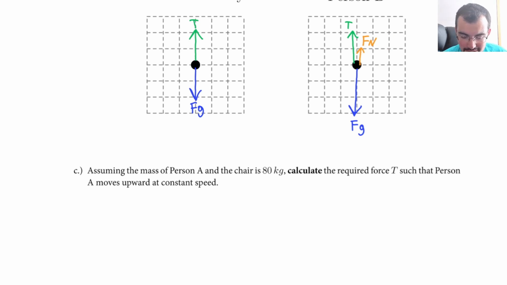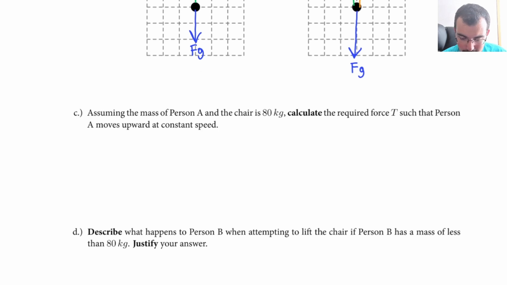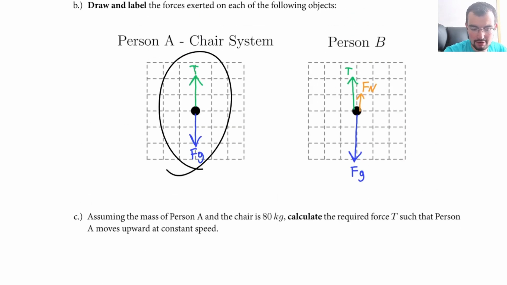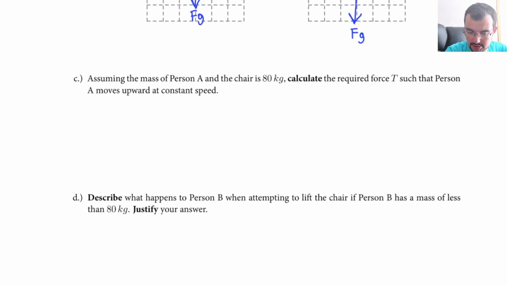Assuming the mass of person A in the chair is 80 kilograms, calculate the required force T. Well, this is really easy from our free body, right? We just see that T is just equal to mg of the person. So it's 80 times 10, so 800 newtons.